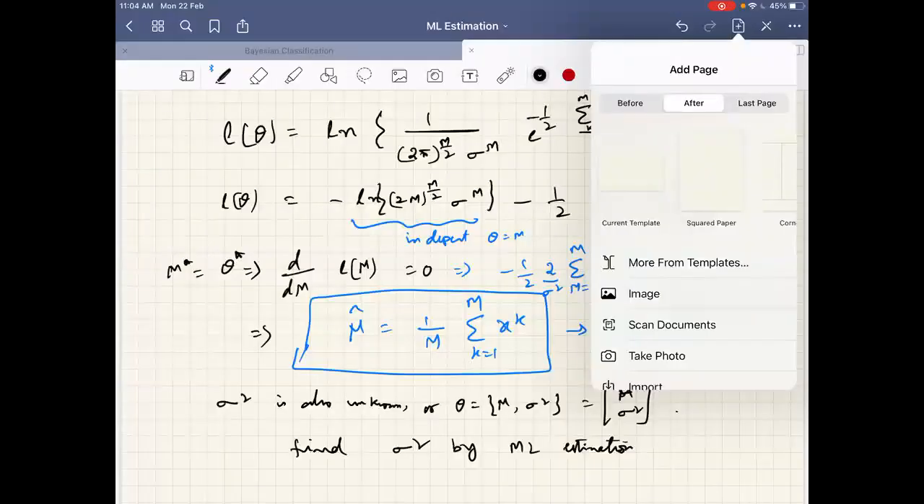I am sharing the screen. Hope you are able to see the shared screen now.